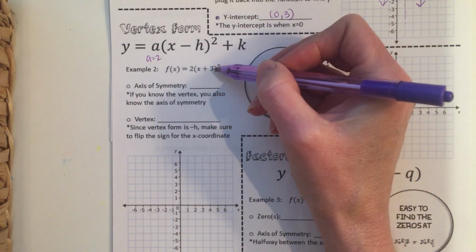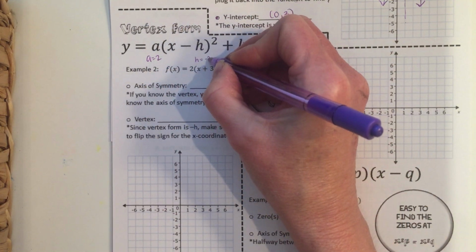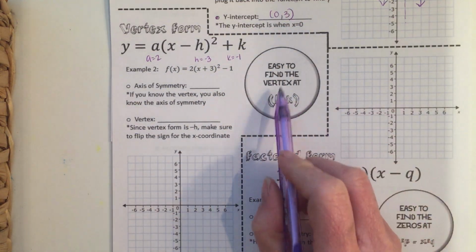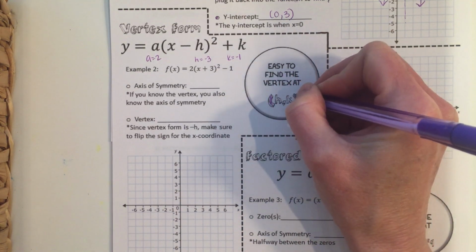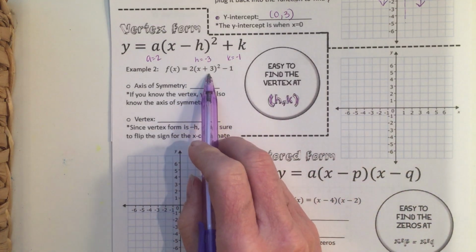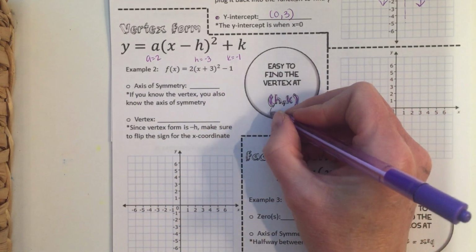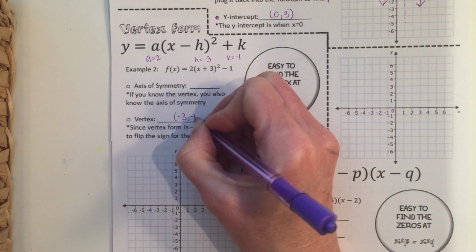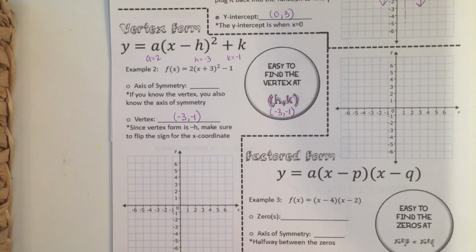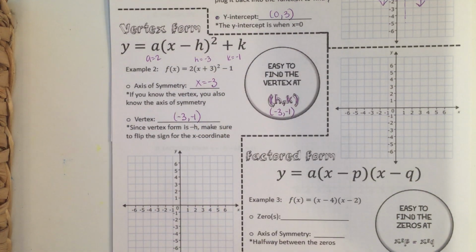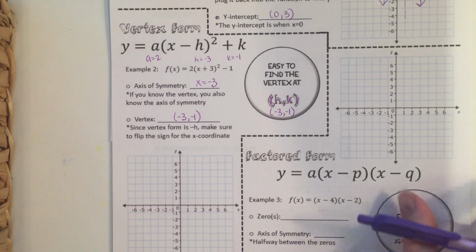I know that my h is negative 3. Got to think the opposite. And I know my k is negative 1. So this actually tells me my vertex. This is why we call this vertex form, because I can literally look at it and just say my vertex is negative 3, negative 1, done. So this problem, it's negative 3, negative 1. I then also know my axis of symmetry. That vertical line that goes through my parabola will occur at x equals negative 3. It will go through the x-coordinate of my vertex, but we'll see that in just a moment.